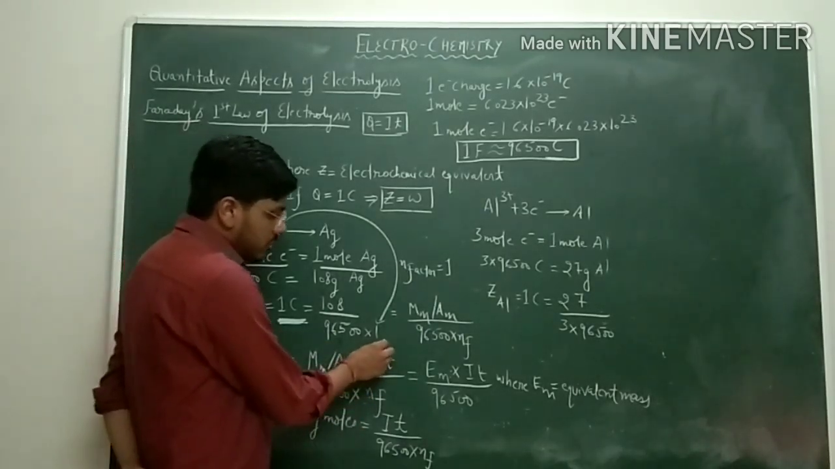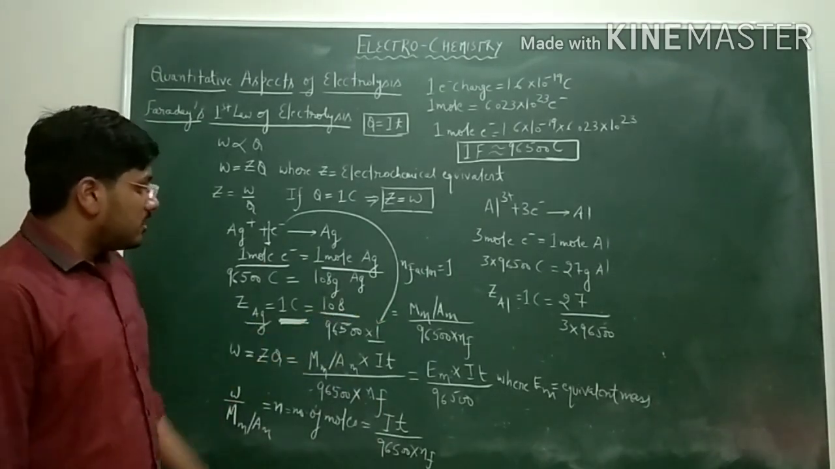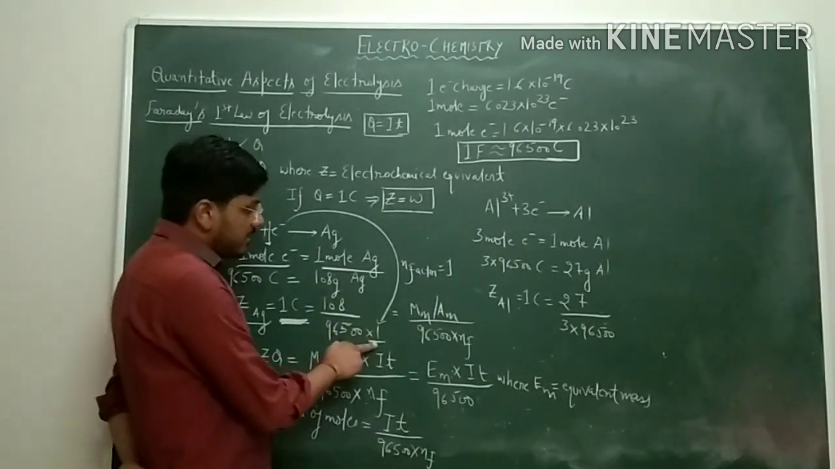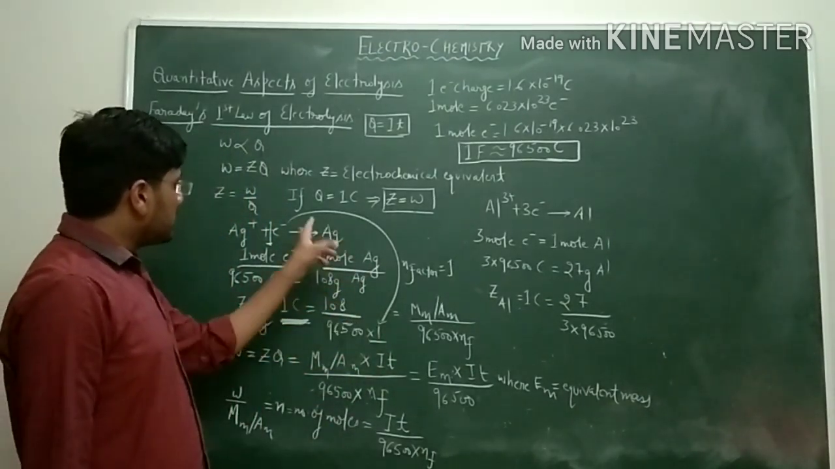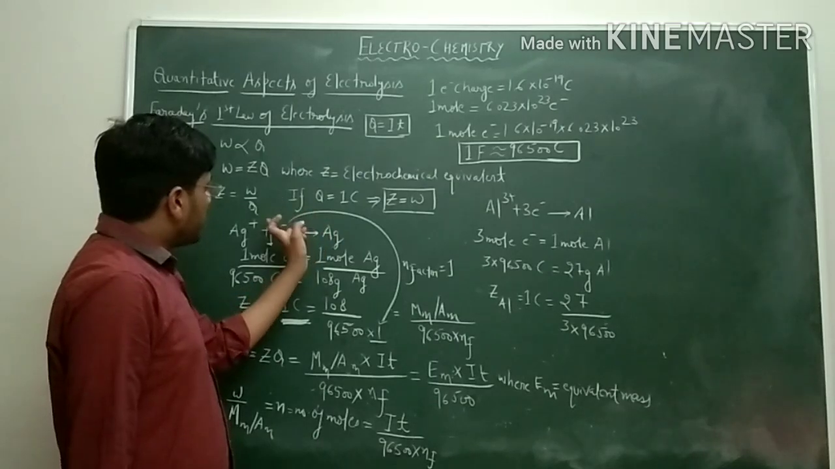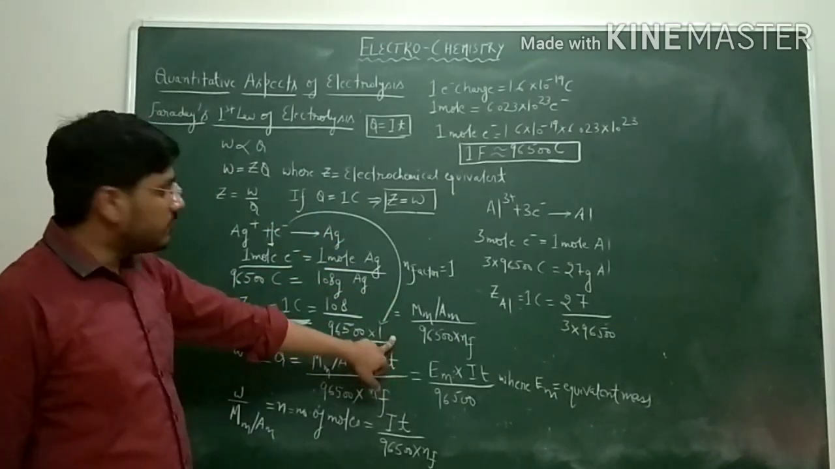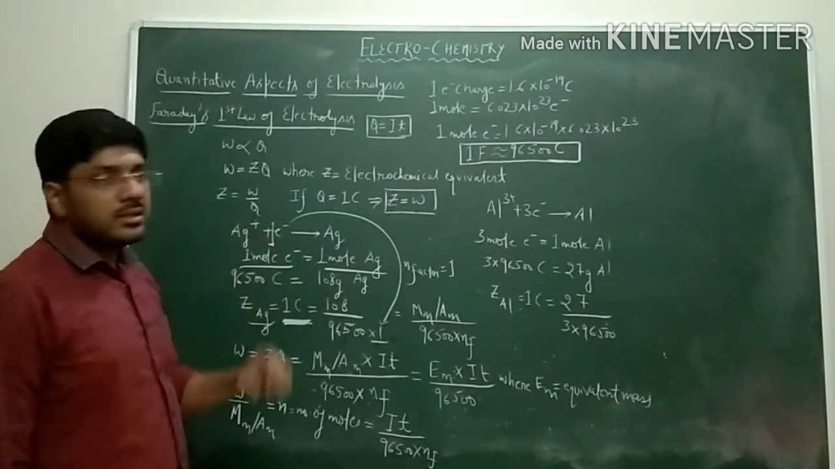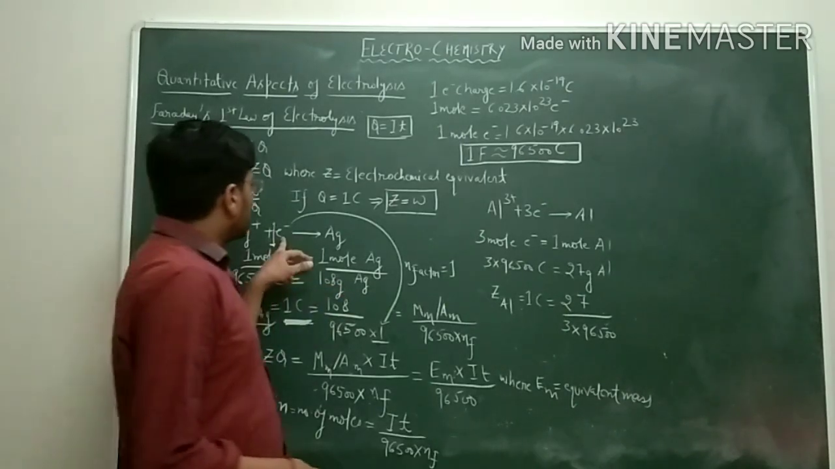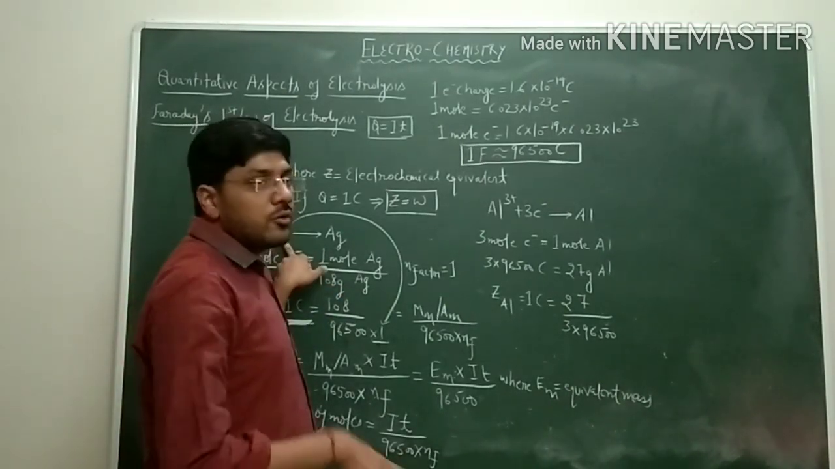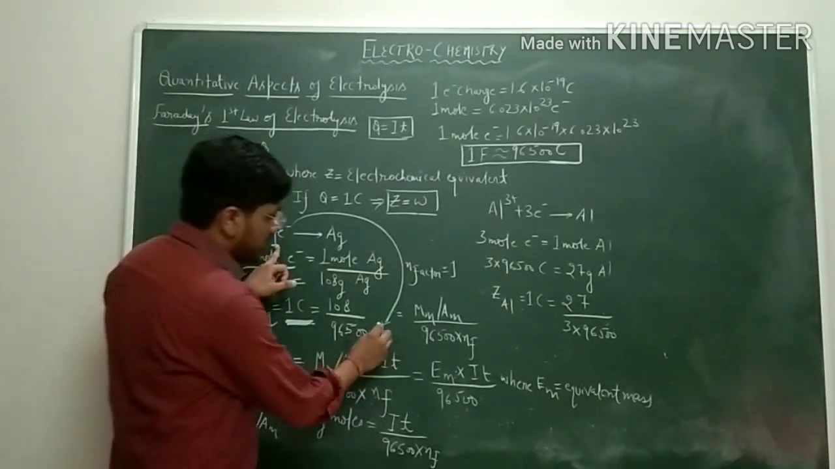We all know that if we multiply or divide by 1, it does not matter. So here we have multiplied the denominator by 1. What does this 1 mean? This 1 is the 1 electron, the n factor of the silver ion. The n factor, in the case of an ion, is the valency or the number of electrons needed for reduction, and it is 1 here, so we have written 1.